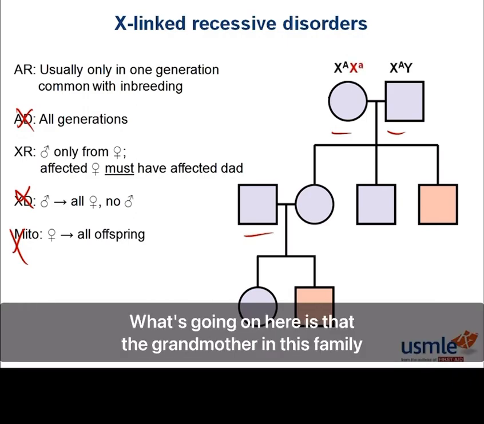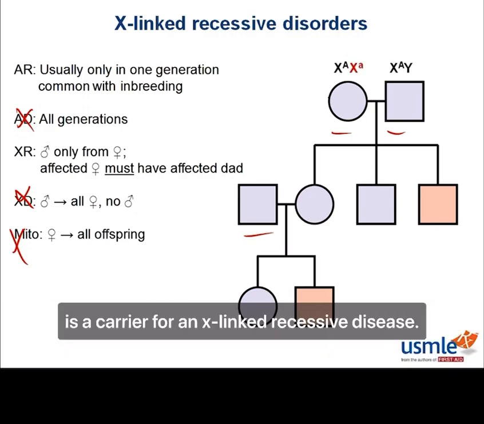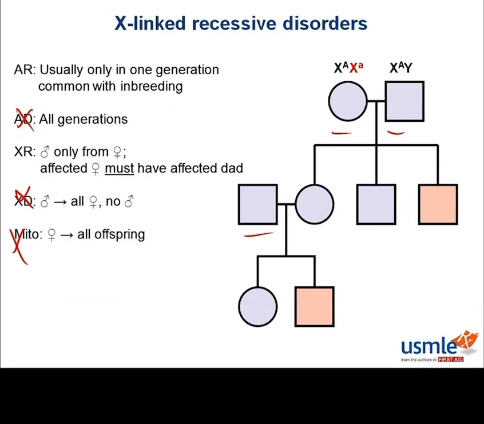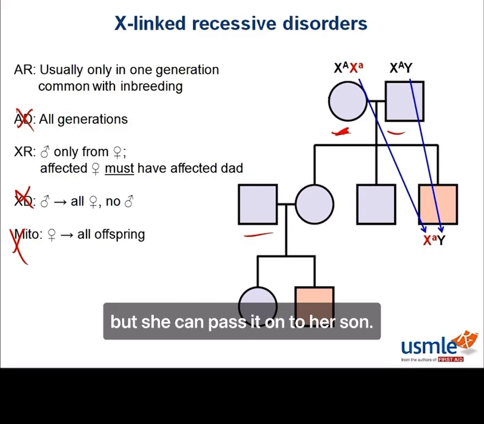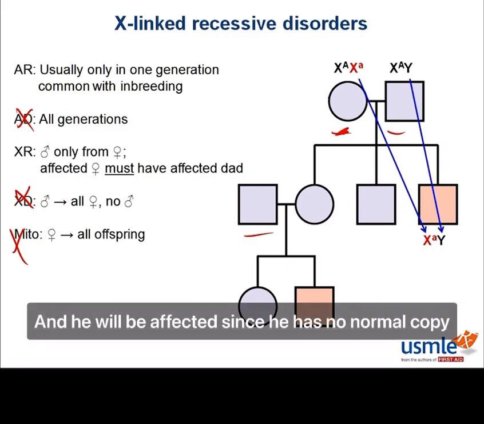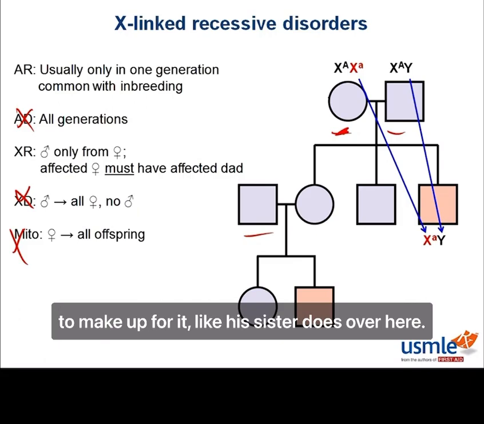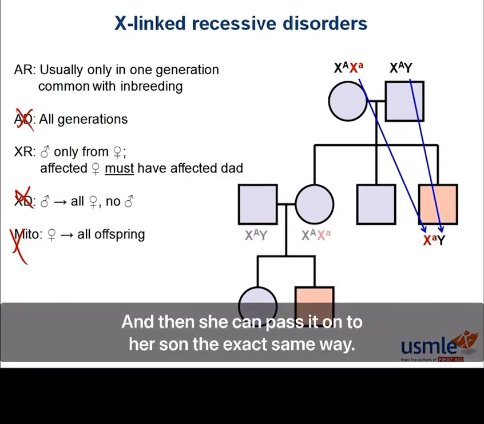What's going on here is that the grandmother in this family is a carrier for an X-linked recessive disease. So she doesn't have the disease, but she can pass it on to her son. And he will be affected since he has no normal copy to make up for it, like his sister does, over here. And then she can pass it on to her son the exact same way.